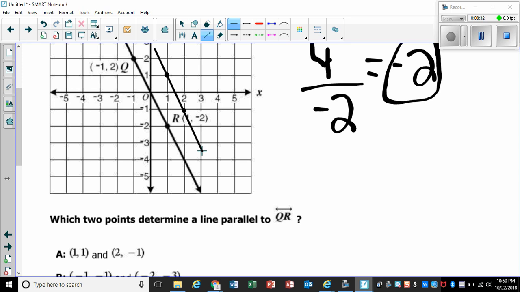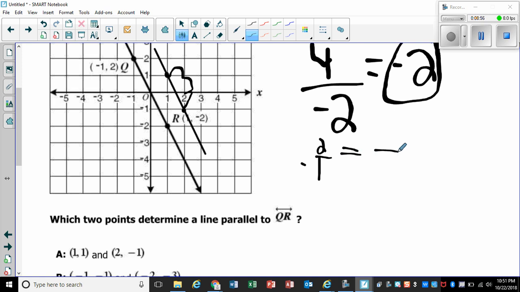So this might look parallel. I don't know if it goes a little bit to this side, but to check, I want to know if the slope is the same. How many did I go up? I went up 1, 2, and then I went to the left 1. So I went up 2 and 1 to the left. So this also gives me -2. Are they the same? Yes. So that means those two have the same slope.